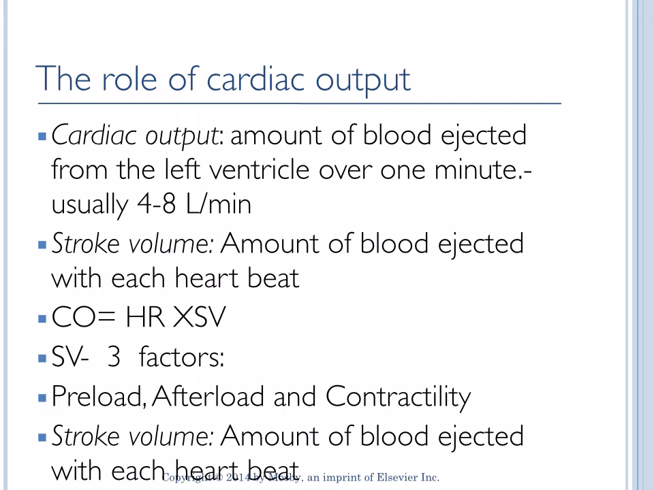So preload is the amount of blood returning to the right side of the heart, and to remember this, think about volume. Ways to increase preload, or increase volume in the vascular space, are to elevate the patient's legs and place the client in the Trendelenburg position. Ways to decrease preload are to make the client sit up with the legs down and decrease the vascular volume. So preload is all about vascular volume.